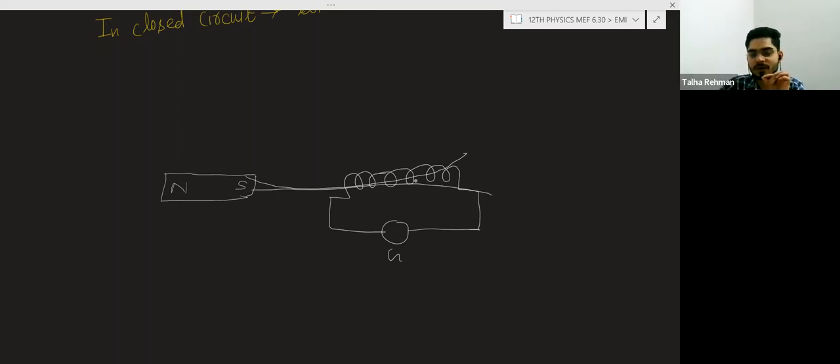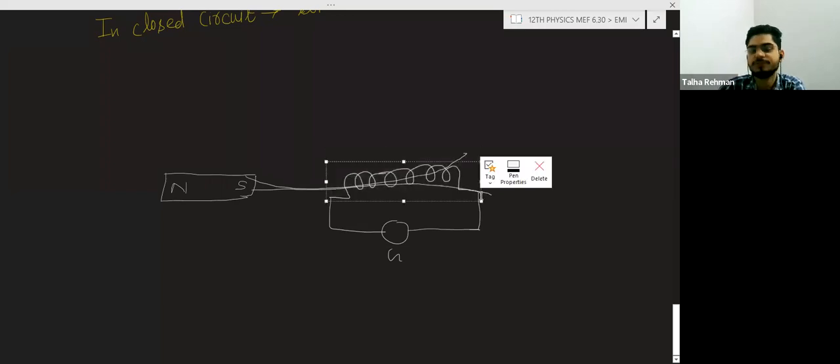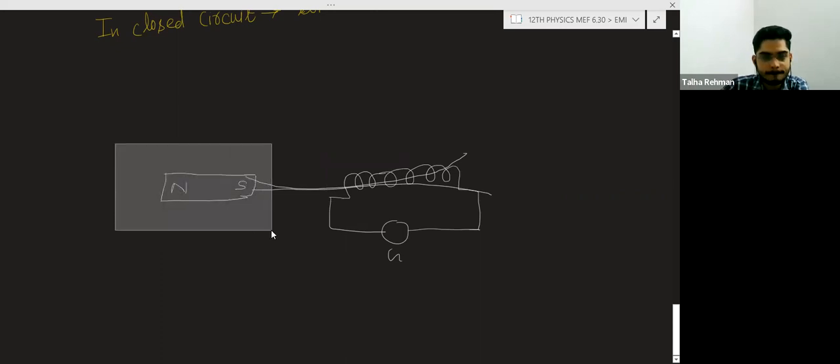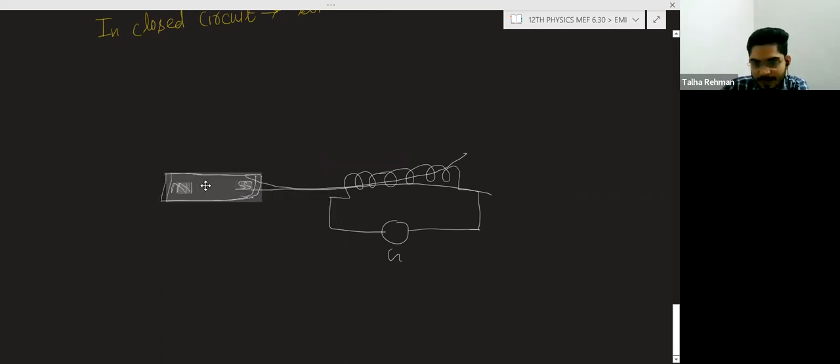First point to remember, otherwise you will get confused. Due to this magnet, there will be some magnetic field in the coil region. And now, suppose this magnet starts moving towards the coil.